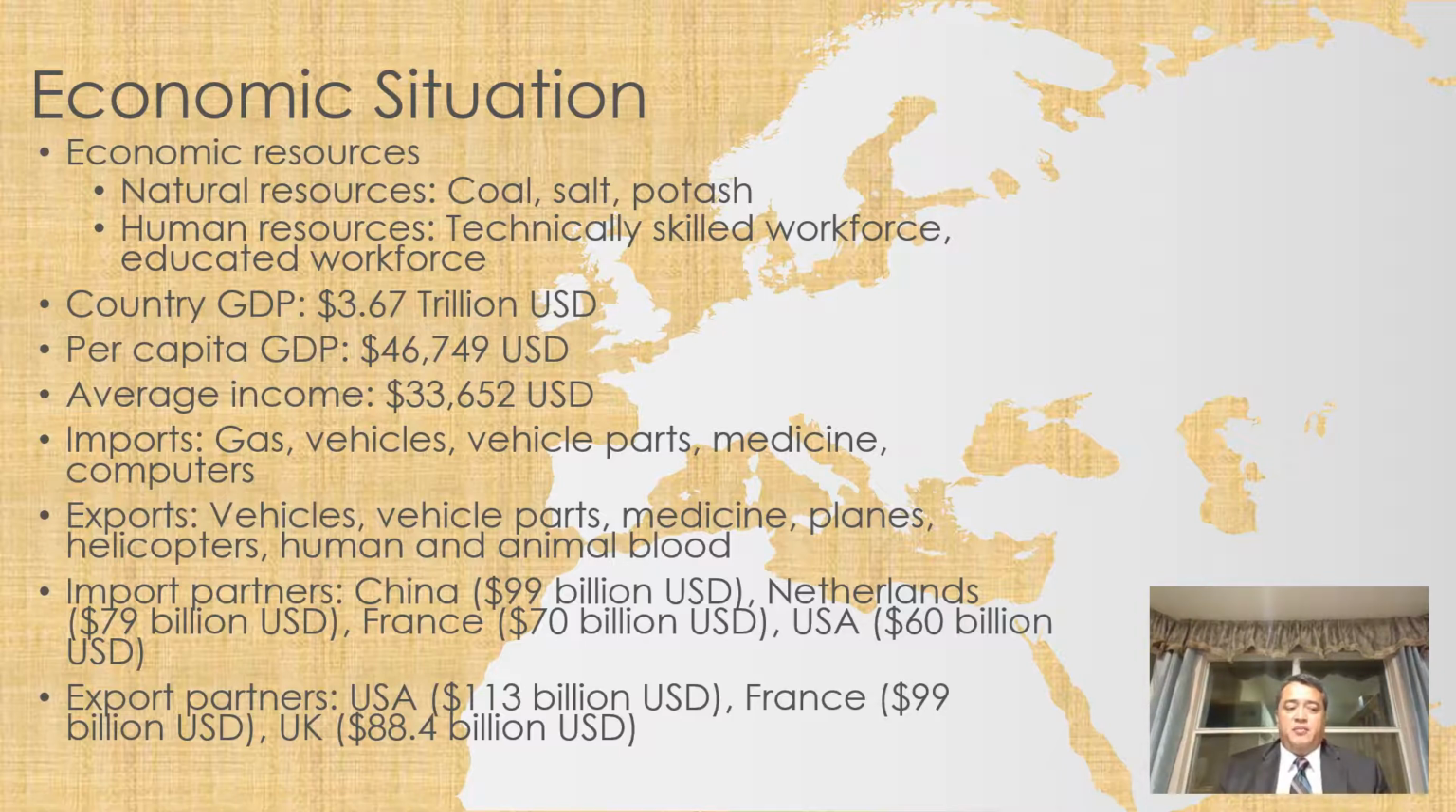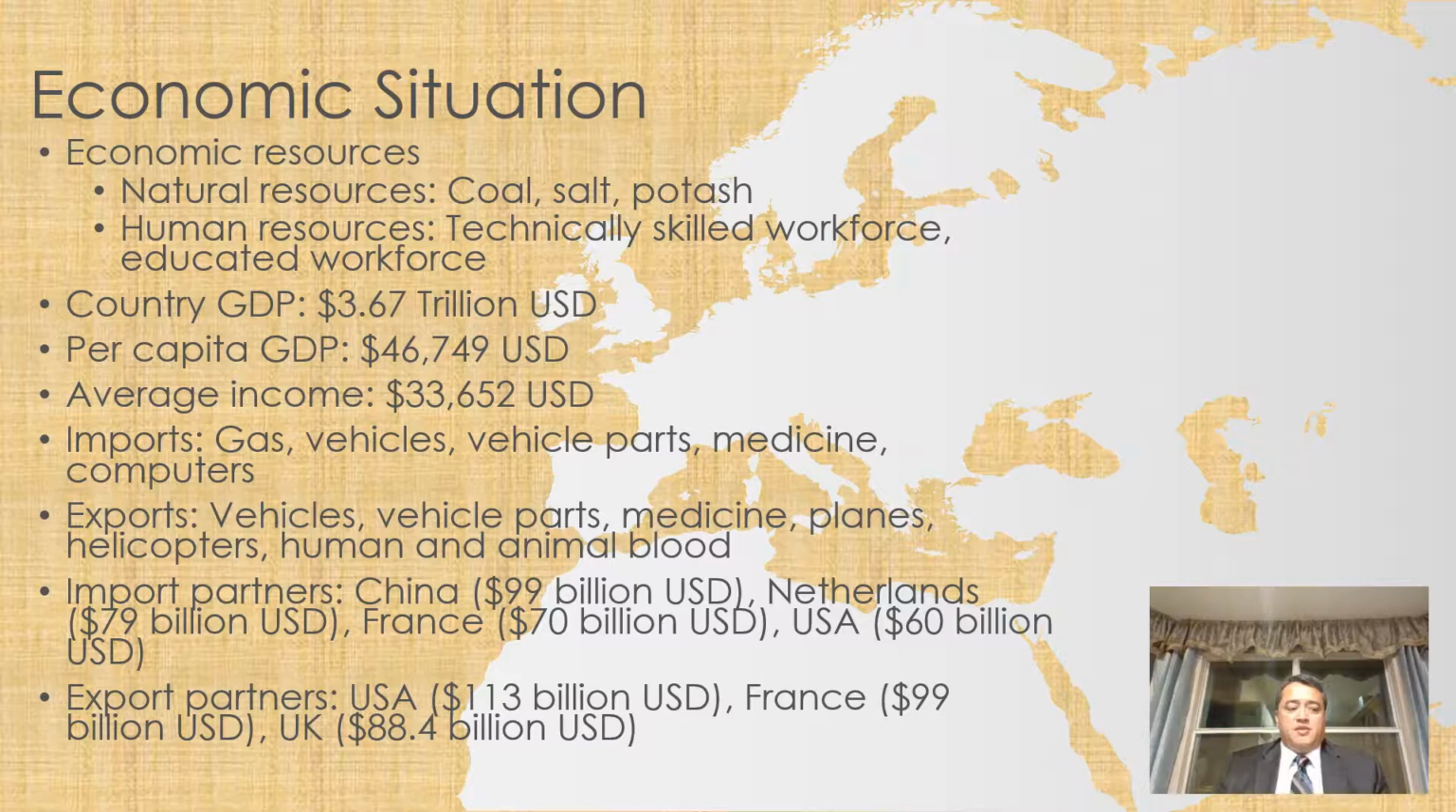The average income of German citizens is $33,652. Its main imports are gas, vehicles, vehicle parts, medicine, and computers. Its main exports are vehicles, vehicle parts, medicine, planes, helicopters, and surprisingly, both human and animal blood.